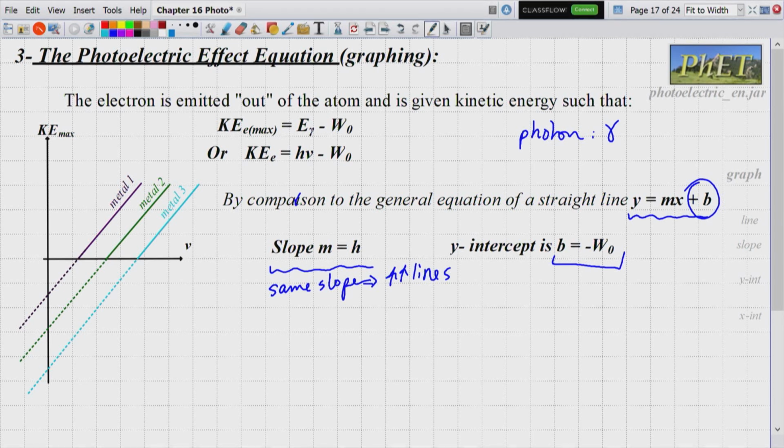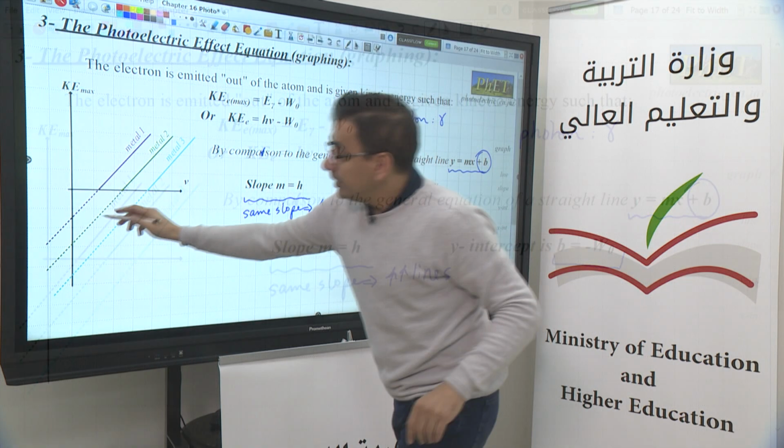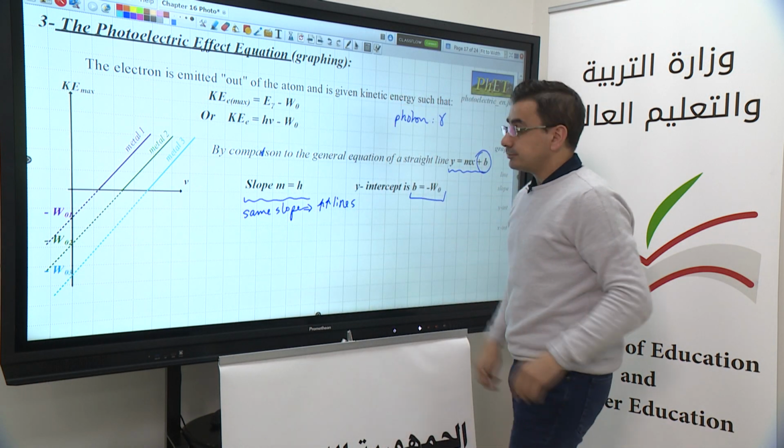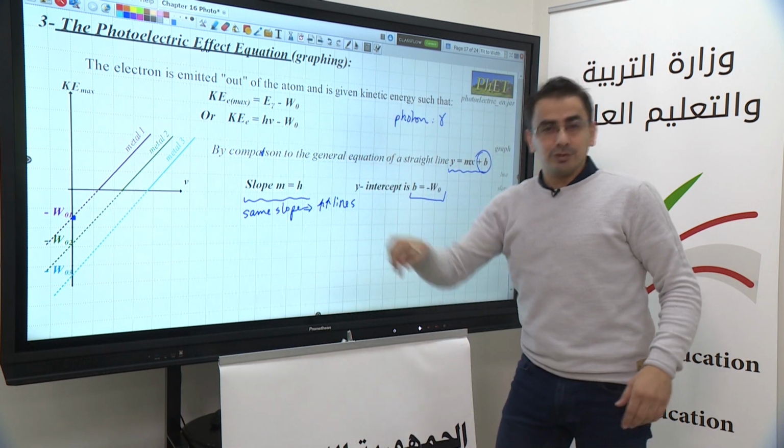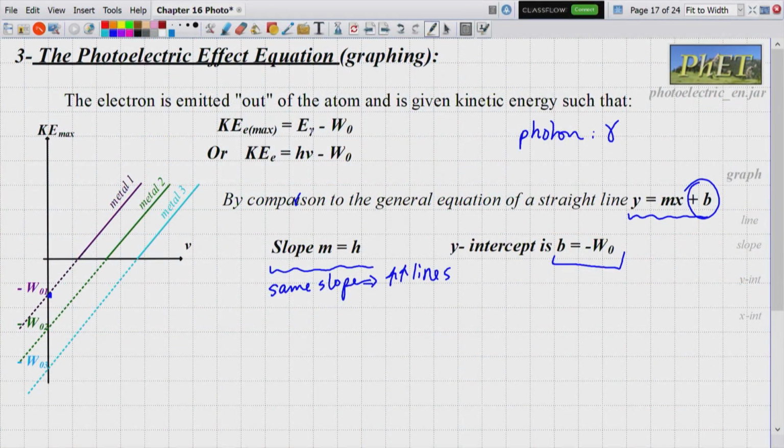So if I extend or extrapolate this line, if we extend the line as it is, dotted, now we'll talk about why dotted, it cuts the axis here at a point minus W0. I added W01, W02 and W03 because I have 3 metals. Now, why dotted lines? Think about it. Try to think about a reason for why these lines are dotted here.